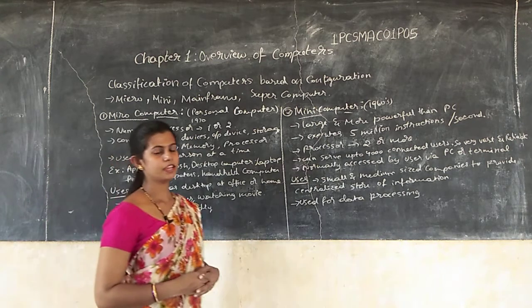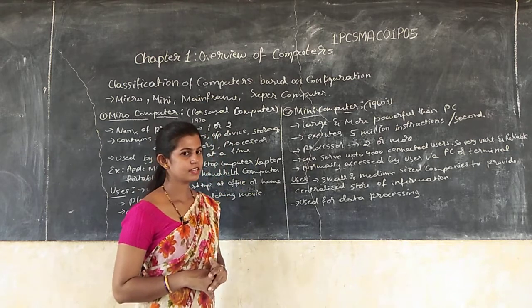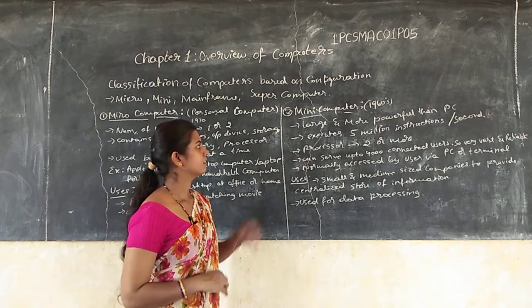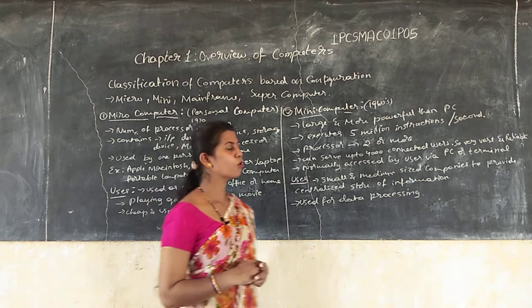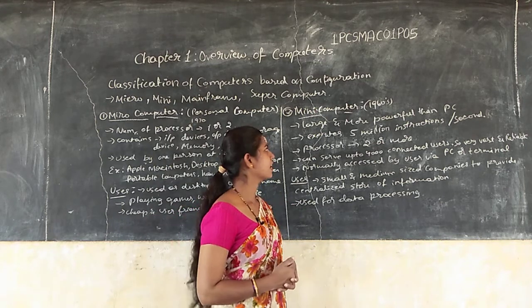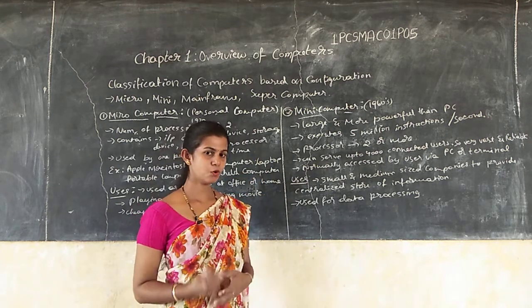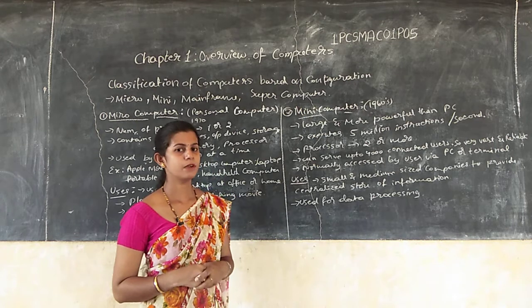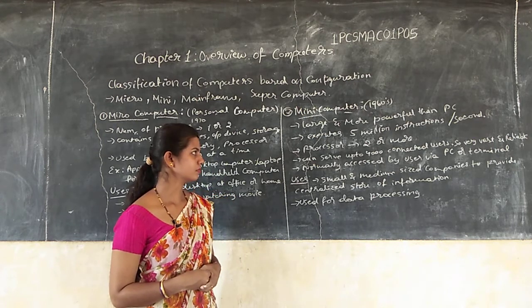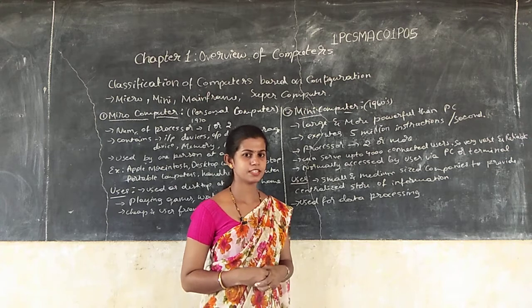Next is the mini computer. The mini computer was developed in the 1960s. Mini computers are large and more powerful than a personal computer. The size of the mini computer is large and it is more powerful than the personal computer. It executes 5 million instructions per second.